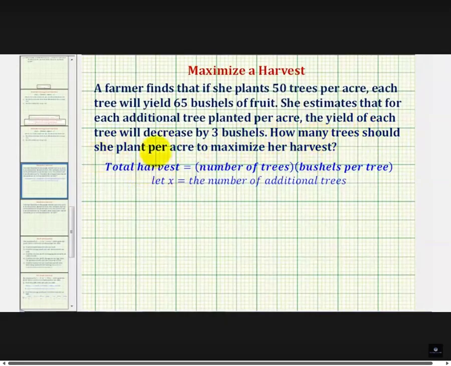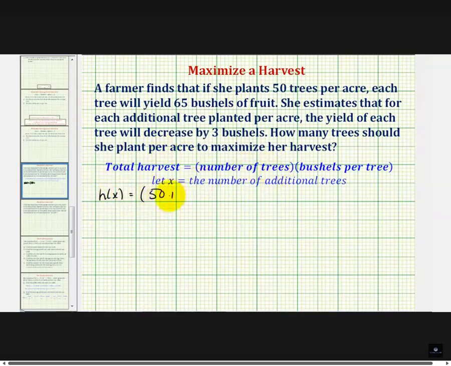So the total harvest per acre is going to be equal to the number of trees times the number of bushels per tree. So if we let x equal the number of additional trees, we could say h of x, the harvest per acre, would be equal to the total number of trees, which would be 50 plus x, times the number of bushels per tree. Well, the bushels per tree start at 65, but it decreases by 3 bushels for every extra tree. So the total number of bushels per tree would be 65 minus 3x. So 50 plus x is the total number of trees, and 65 minus 3x is the total number of bushels per tree. Let's go ahead and multiply this out.